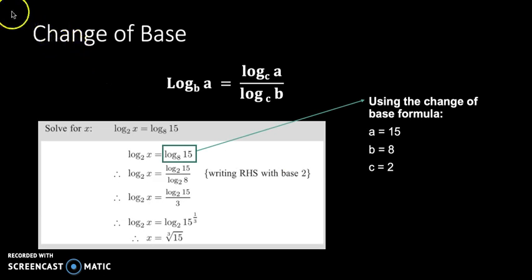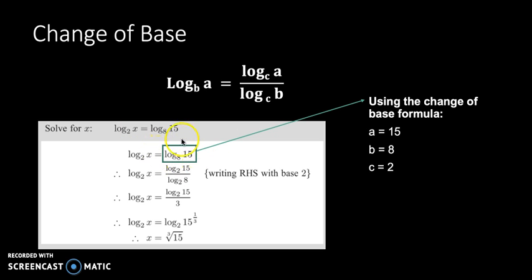The last thing you need to know is how to change the base of a log. So this is the formula we're going to use for that. It states that log of base b of a is going to be equal to log of base c of a, divided by the log of base c of b. So for our example, we're going to solve this for x. We're given log of base 2 of x equals log base 8 of 15.